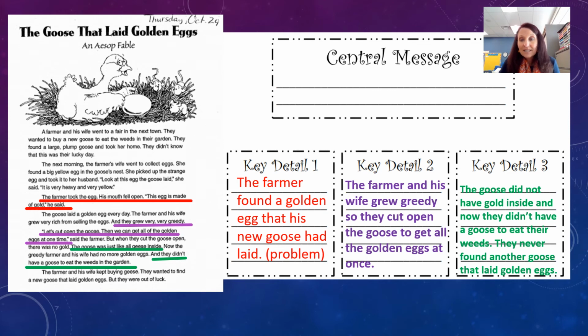So we're going to write this down for our third key detail. The goose did not have gold inside, and now they didn't have a goose to eat their weeds, and they never found a goose that laid golden eggs. So that is how the story ended. So that is the ending. So pause the video and write down this third key detail.